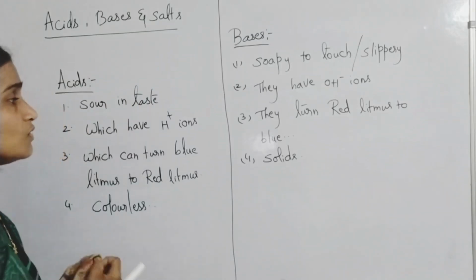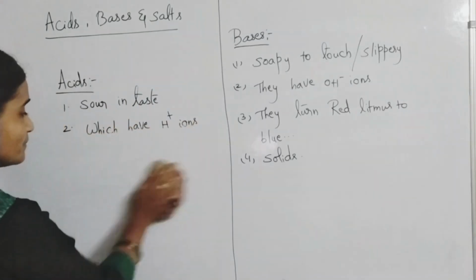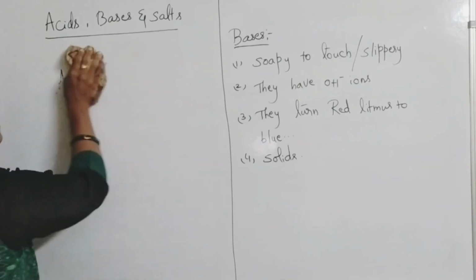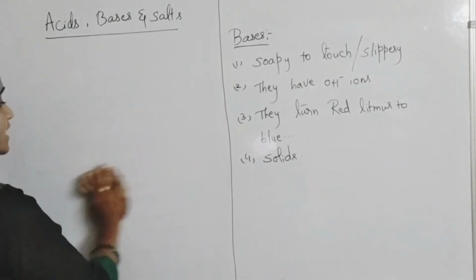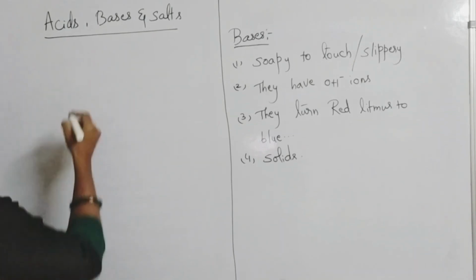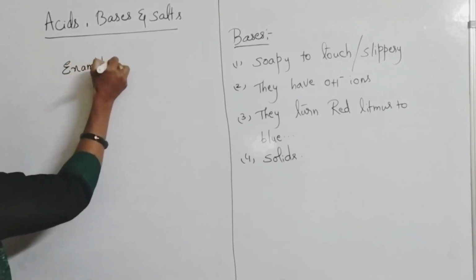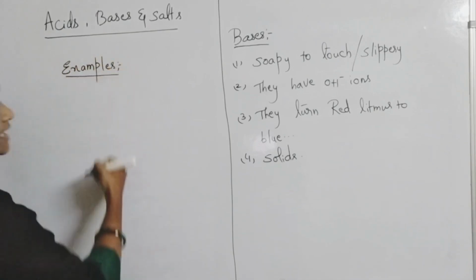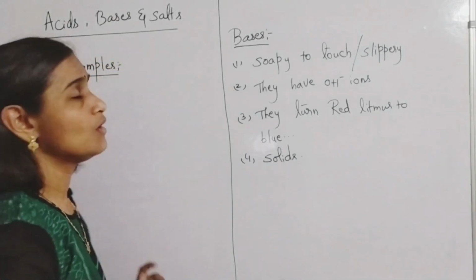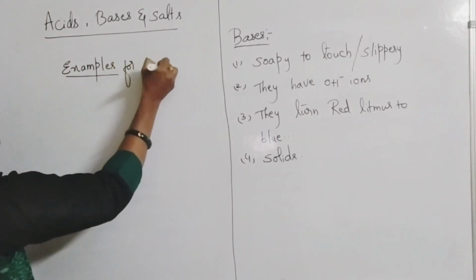Before we go for the chemical properties, we should learn certain examples for acids and bases, as in our daily life we also use certain acids. So, examples for acids.